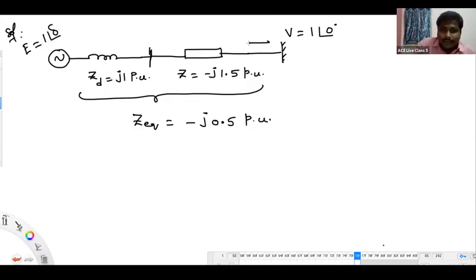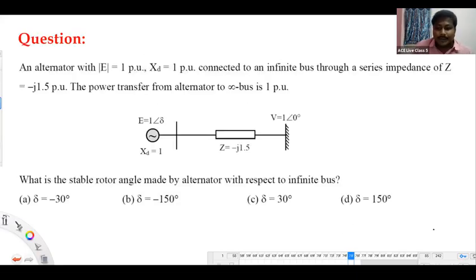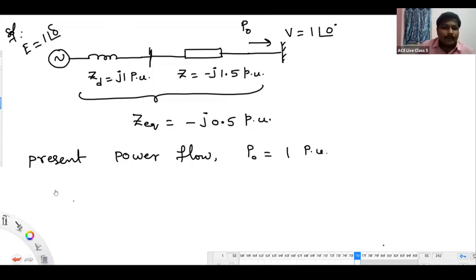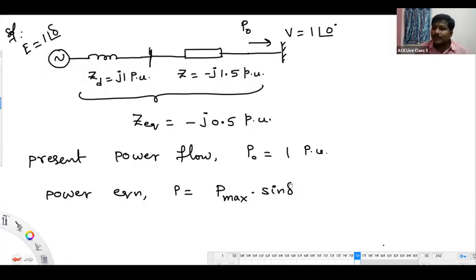Listen. Power flow in the network, you call it P naught. Present power flow in the network P naught, that value was 1 per unit. What is the power equation? If you write, P is equal to P maximum sine delta.